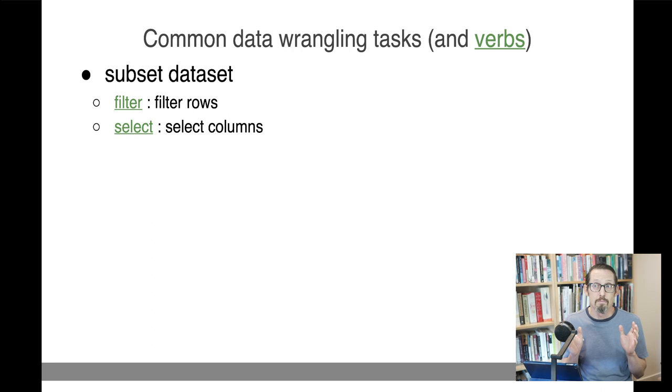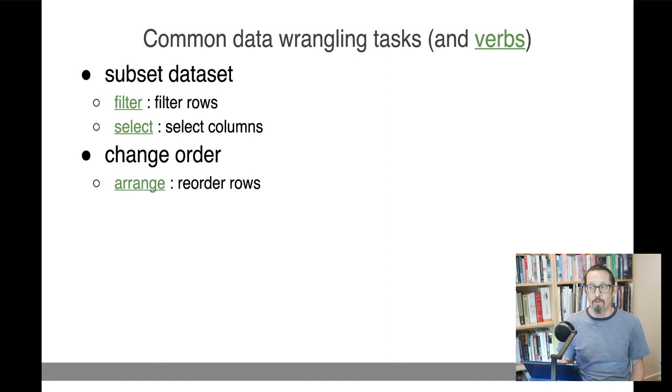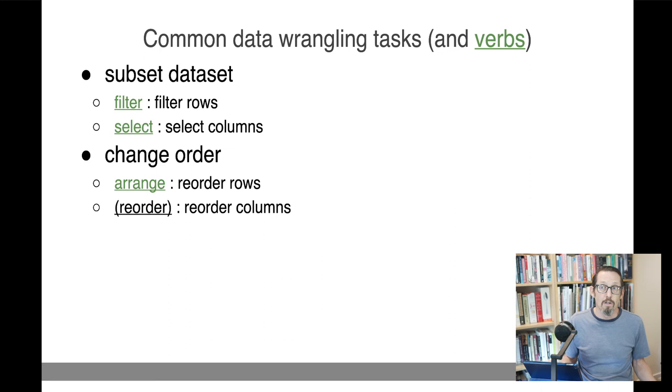We might need to do things like reorder, okay? We might need to sort or arrange, okay? So that we see, like, chronologically, first this, then that, then that, then that, then that, okay? That's an arrangement, a reordering of the rows. And we generally will probably also talk about a reordering of the columns.